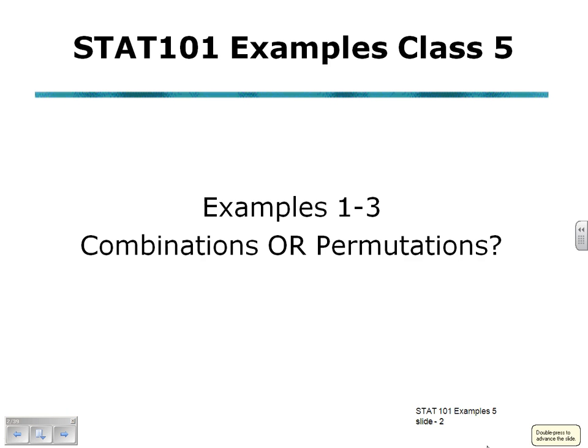Examples 1 to 3 in Stat 101 Examples Class 5 feature combinations or permutations. Difference between combinations and permutations. Combinations are when order is important, permutations when order is not important. We'll look at these in the following examples.